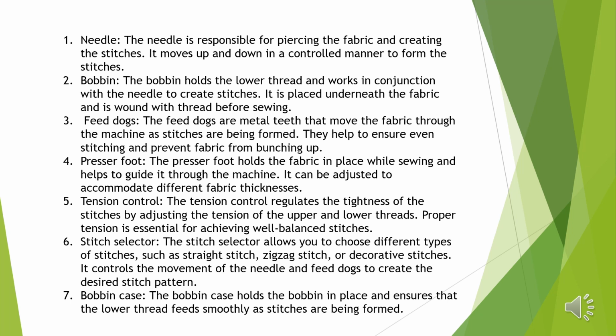We have the bobbin. The bobbin holds the lower thread and works in conjunction with the needle to create stitches. It is placed underneath the fabric and is wound with thread before sewing. Next, we have the feed dog. The feed dogs are metal teeth that move the fabric through the machine as stitches are being formed. They help to ensure even stitching and prevent fabric from bunching up.